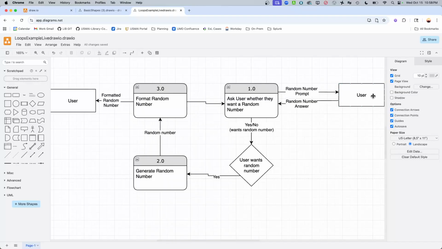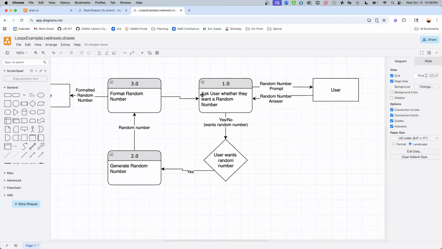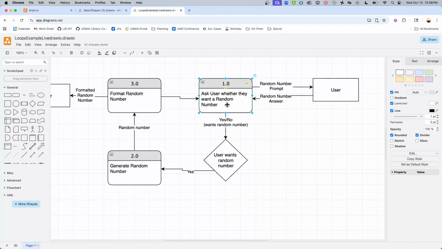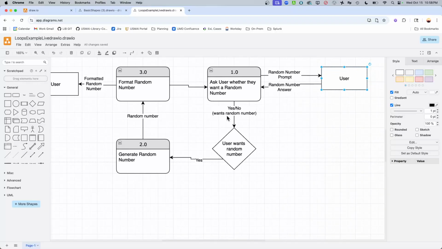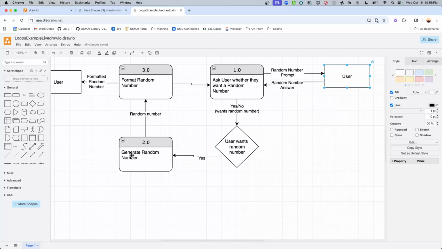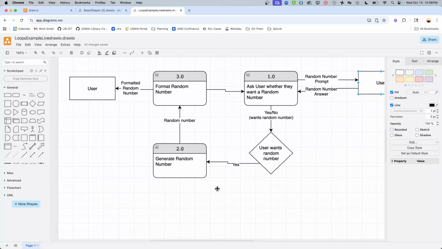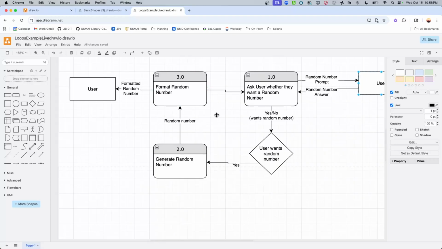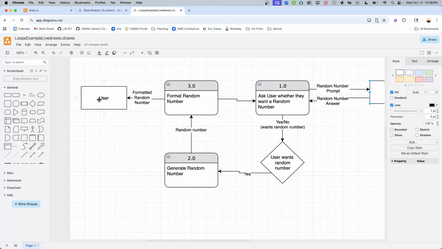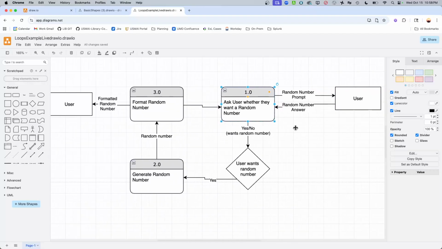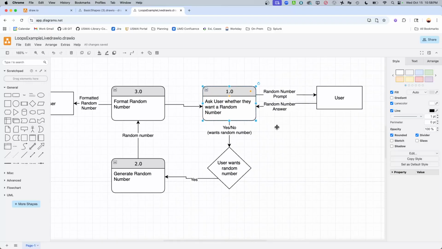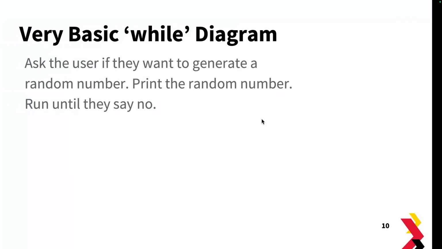So let's go through this one more time. We have a process to ask the user whether they want a random number. The random number prompt is sent to the user. The random number answer of the user is sent back. So we then have yes or no, whether they want a random number. If it's yes, then we're going to generate a random number. And then we'll send this random number to the process that formats it, and then we'll send that to the user. After that, we'll pass our control back to 1.0 and prompt the user again. So that's how you can do loops in the data flow chart.